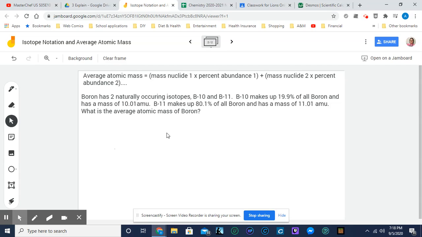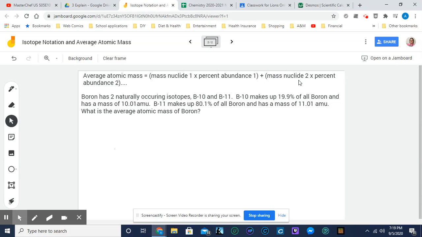It's kind of the same way that your grade in school is calculated, as 60% is your test grade average and 40% is your daily grade average. It's very similar to the way you calculate average atomic mass. So what you do is you take the mass of the first nuclide, which is another word for isotope, times the percent abundance of that isotope. And this is in decimal form. So when they give you percentages like this, you need to divide this by 100, or just scoot the decimal point left 2 places to convert it to decimal form.